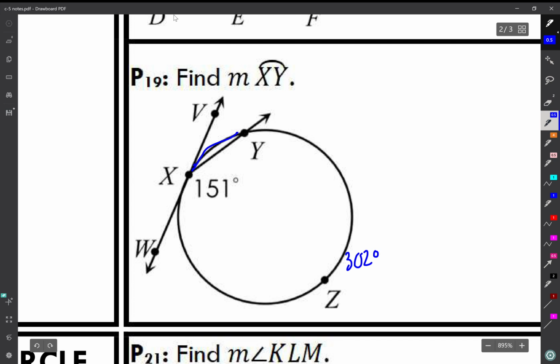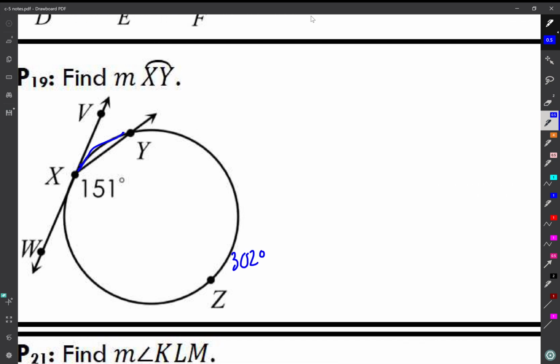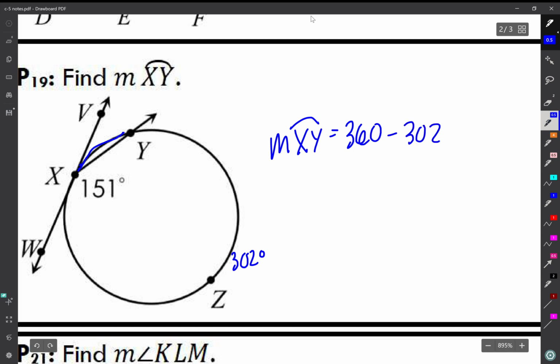Now I'll take that arc and subtract it from 360 to find the measure of arc XY. So we're subtracting from 360. The measure of arc XY is going to be 58 degrees. That's our answer here.